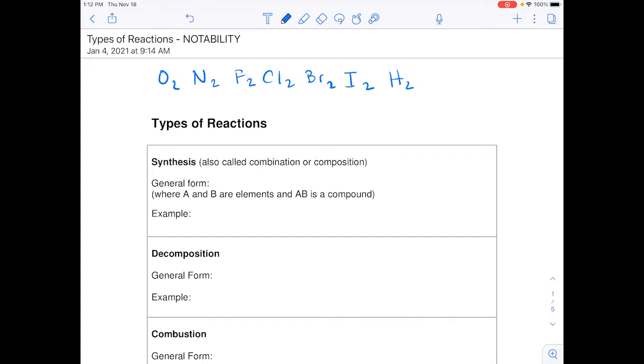So the general form of the first kind of reaction is called a synthesis reaction. I'm just putting some dummy variables in here. In the general form of a synthesis reaction, you take 2 elements and you make them into a compound. So basically just take A plus B, and then you make them into one thing. A is an element and B is an element, and together they form a compound. That's called a synthesis reaction.